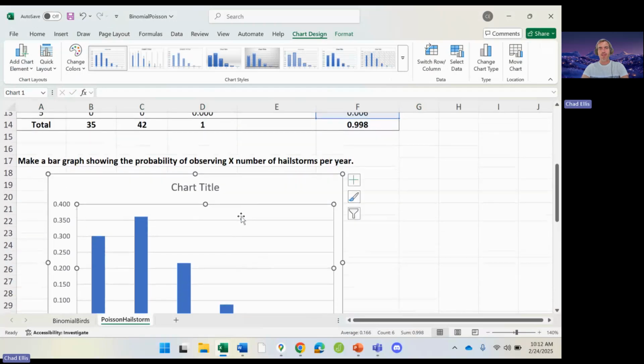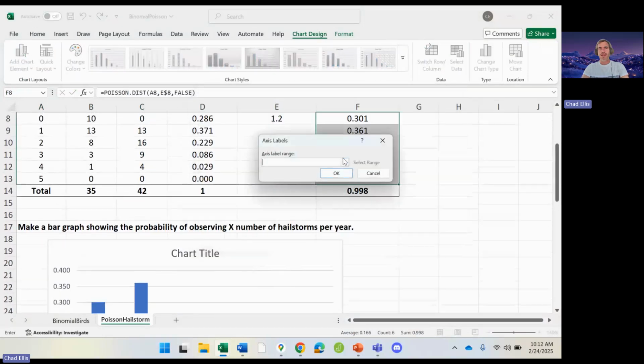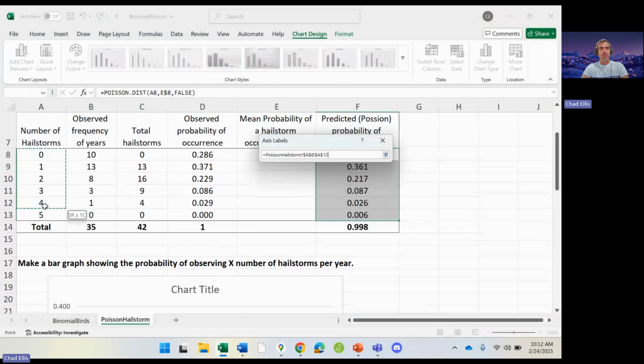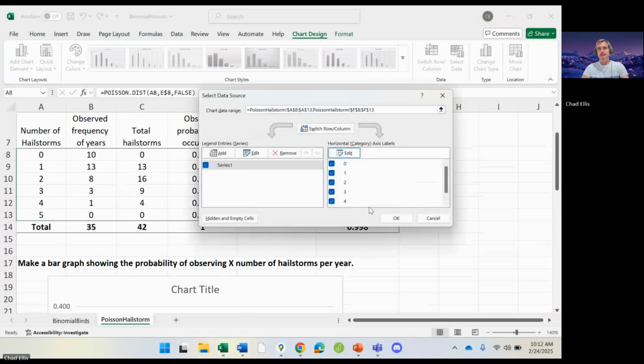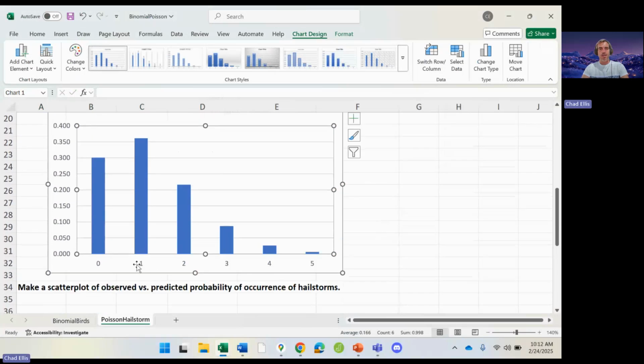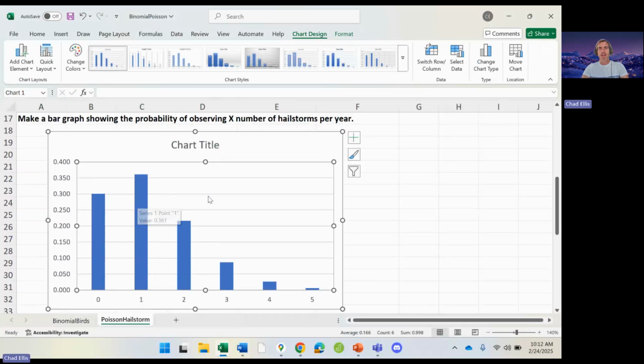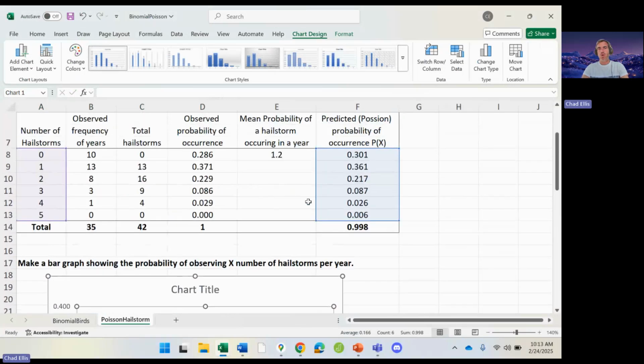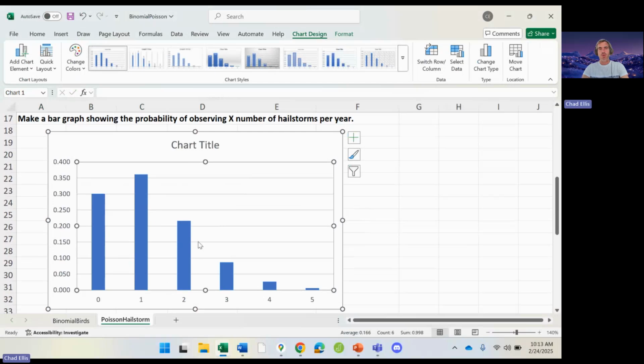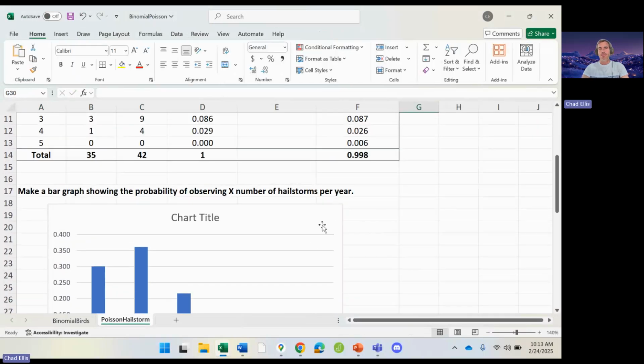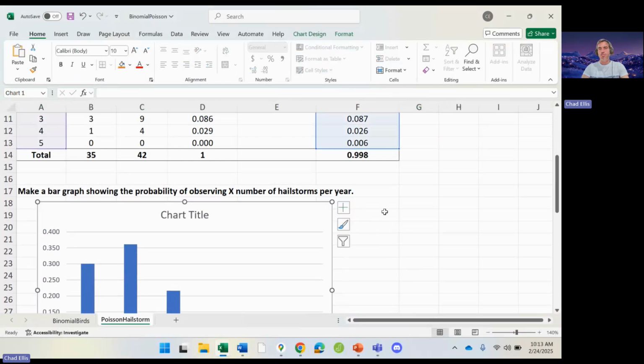So one thing I do have to do here is I have to go to select data, and I want this to look at the number of hailstorms. So I'm going to drag over top of that column there. And now when I go down, I can see that, okay, that makes sense. I have the greatest probability of observing 1 hailstorm, and then after 1 hailstorm, the probabilities decline after that. So you're going to be making a column chart like that.